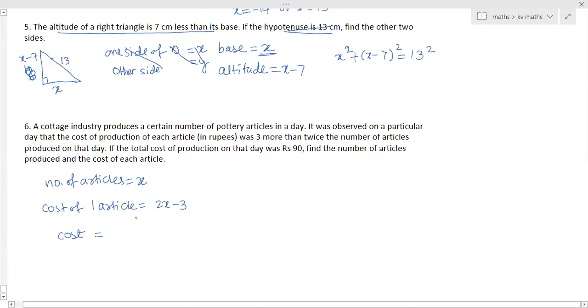Then what is the total cost? x into 2x plus 3. This is equal to how much they have given? 90. To solve this.